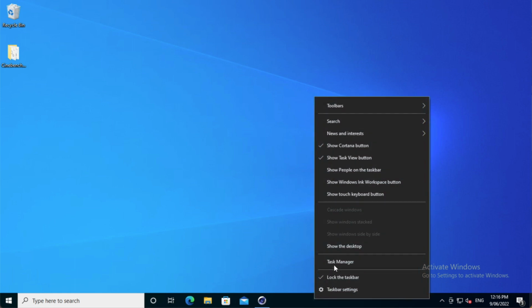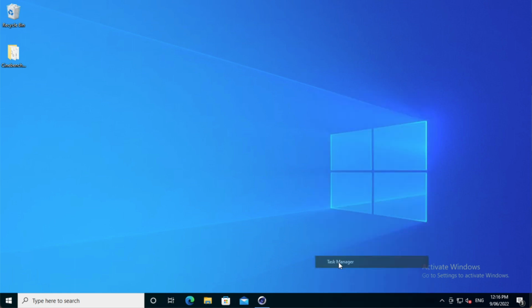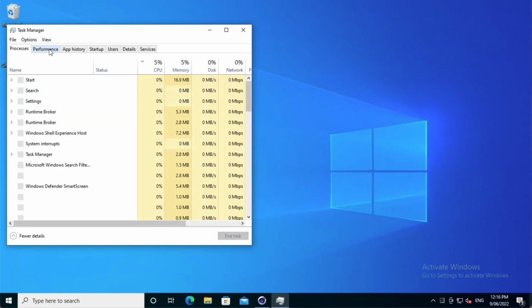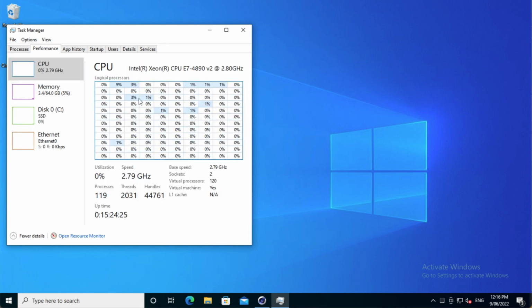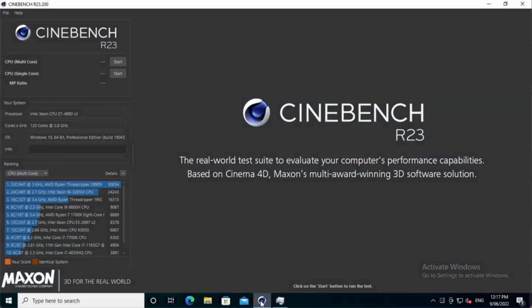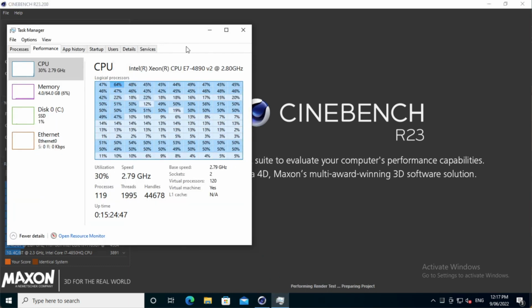I did give it all the CPUs. It's got 120 CPUs, so if we go in here to performance, it's got all of them. Hopefully we should get a reasonable idea of the performance. Now the fact that it's running under a VM will affect it slightly, but hopefully it's not too much. I've got Cinebench R23 here, so let's fire that up, do a benchmark, and see what sort of score we get.